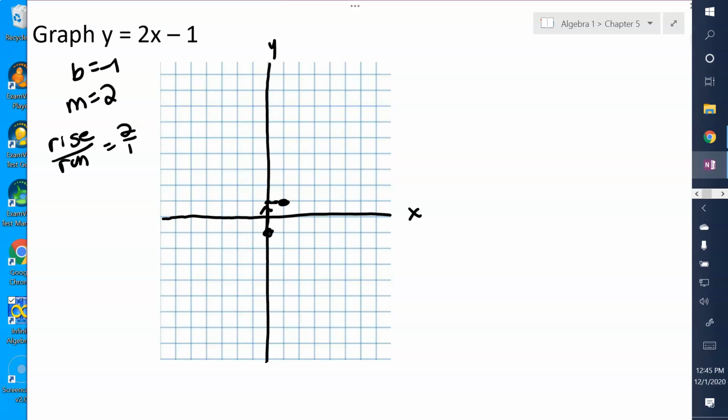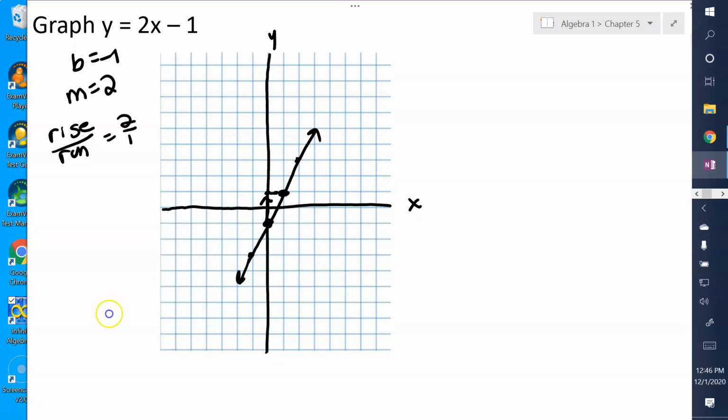So now all I got to do is sketch in my line. Now I like to have some extra points just to make my sketching easier. You do not have to do this, but I do prefer to put in an extra point or two. It just makes it easier for me to sketch correctly. So there's my graph.